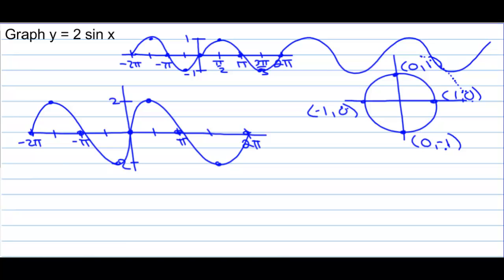Make sure you label your x-axes, make sure you label your y-axes, or you're not going to get full credit. Because you could have the 4 points, but if you don't label them, they don't mean anything. With the 2 pi and all that.